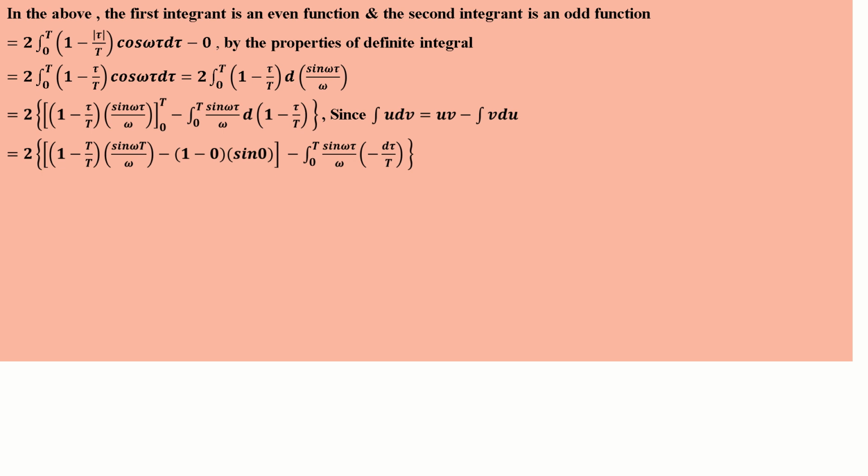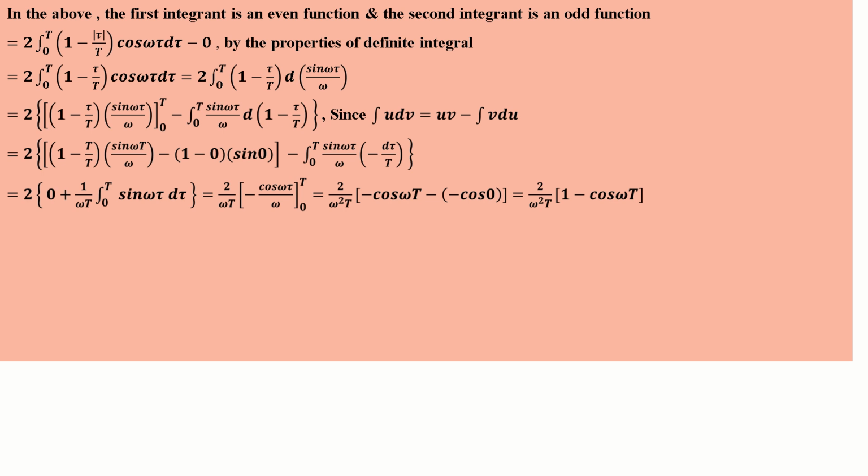Which is equal to 2 into, so the first term is also 0, T by T, 1 minus 1 is 0, sin 0 is 0, so the first term overall is 0. Plus 1 by omega T, integral 0 to T of sin omega tau d tau, is equal to 2 by omega T, the integration of sin omega tau is minus cos omega tau by omega, lower limit 0, upper limit T. So 2 by omega, taking the omega outside, omega into omega square into capital T, minus cos omega T upper limit, minus of cos 0 lower limit, cos 0 is 1, so minus into minus is plus, 2 by omega square T times 1 minus cos omega T.